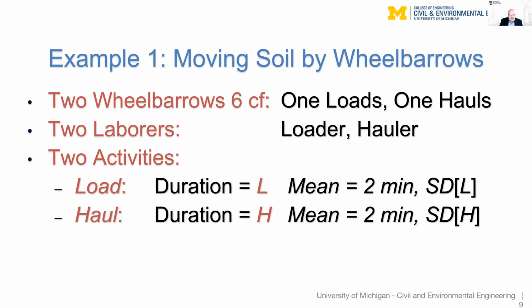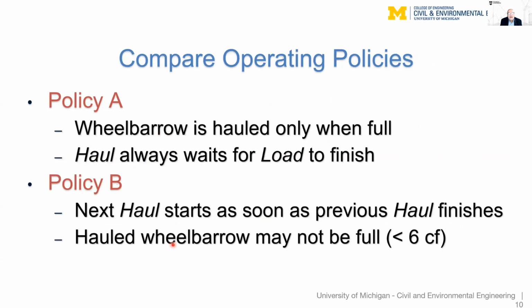Now, the durations of these 2 activities are L and H, and they have the same mean of 2 minutes, but different standard deviations. And as we will see, those standard deviations make a big difference. Now, we're going to compare 2 operating policies. Policy A is where a wheelbarrow is hauled only when full to 6 cubic feet. So if activity haul finishes ahead of activity load, then it has to wait for load to finish before haul can start again. In policy B, activity haul never waits.